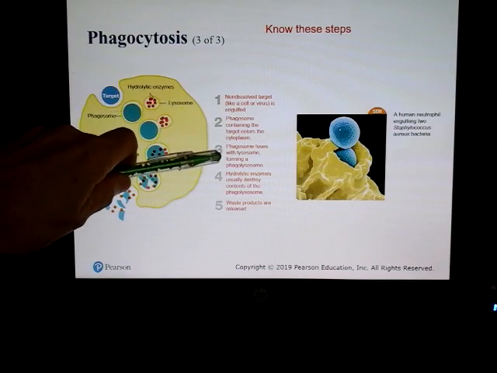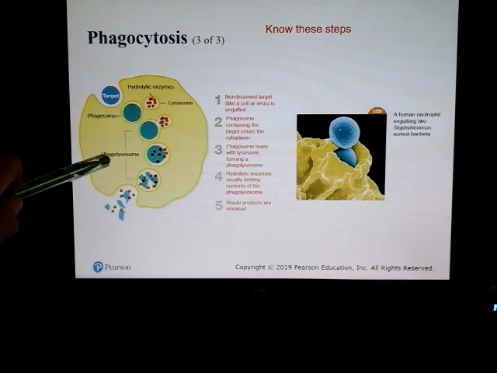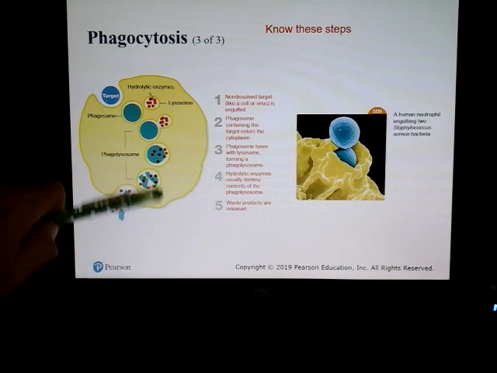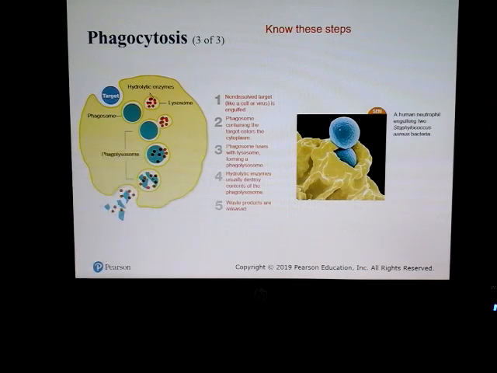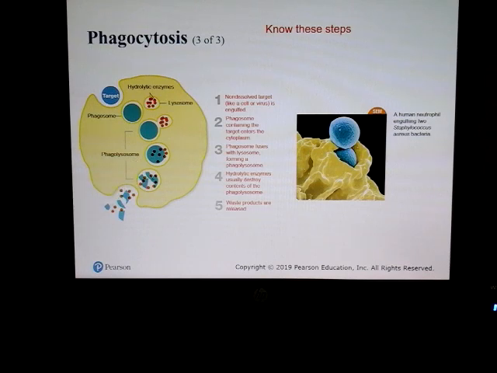Then the next thing that happens is the phagosome is going to fuse with a lysosome, and it's going to form what's called a phagolysosome. Then hydrolytic enzymes are going to destroy the contents, so the microbe, for instance, inside, and then eventually anything that's not digested is going to be released. So please know these 5 steps of phagocytosis.